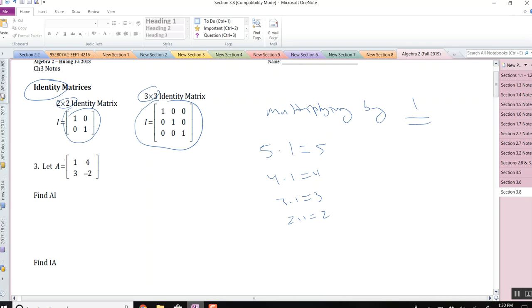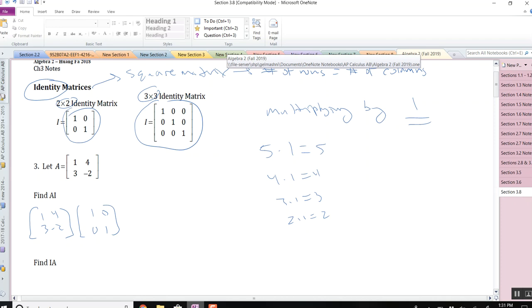So for example, let's say I multiply this matrix 1, 4, 3, negative 2 by the identity matrix. And by the way, an identity matrix has to be a square matrix, meaning that the number of rows equals the number of columns. So you can't have a 2 by 3 identity matrix. It's impossible. It has to be 2 by 2, 3 by 3, 4 by 4, 5 by 5, and so forth.